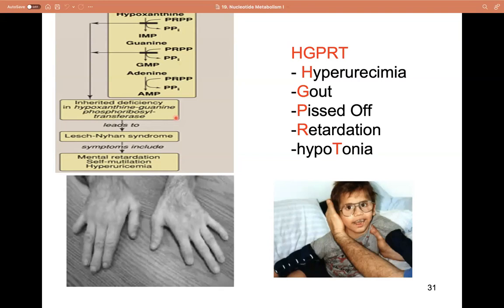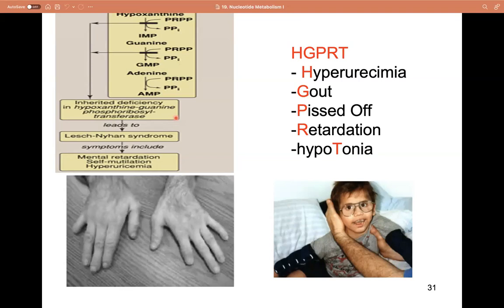So the final thing to remember about these patients is they have hypotonia, so muscle weakness. There's a few other things which are not listed here, which are not as important for you to know, but I'll just describe them because they kind of bring the whole picture together.